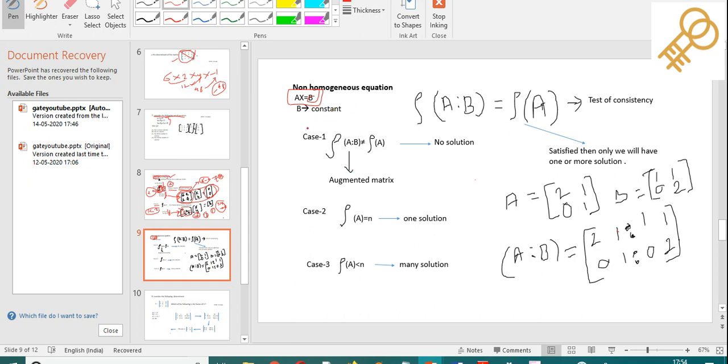Before moving towards the cases, I want to explain one concept, that is the test of consistency. What is the meaning of the test of consistency? Before moving toward it, you should know the meaning of the given expressions. So this is called the augmented matrix. Augmented matrix means appending one matrix to another matrix. For example, suppose you have a given matrix A and you are appending matrix B to A. That is called the augmented matrix.